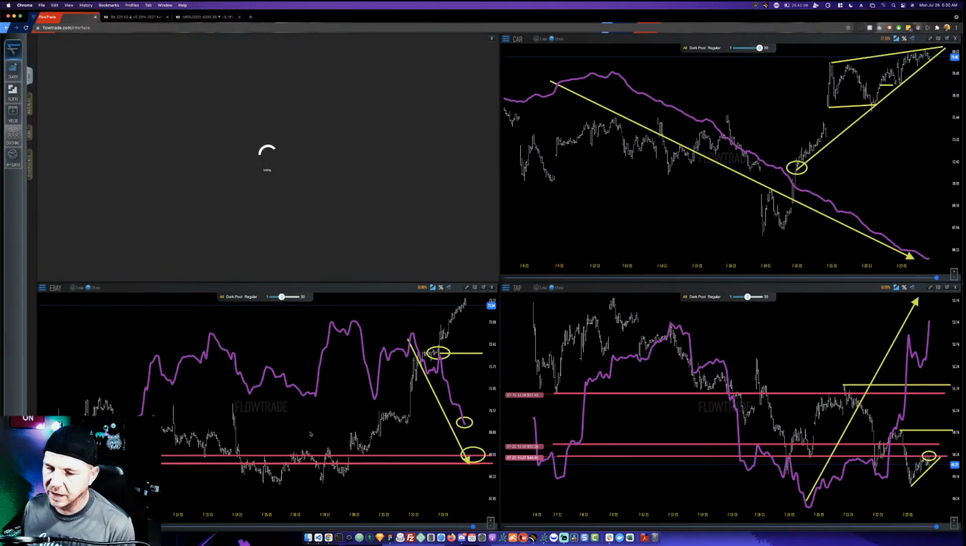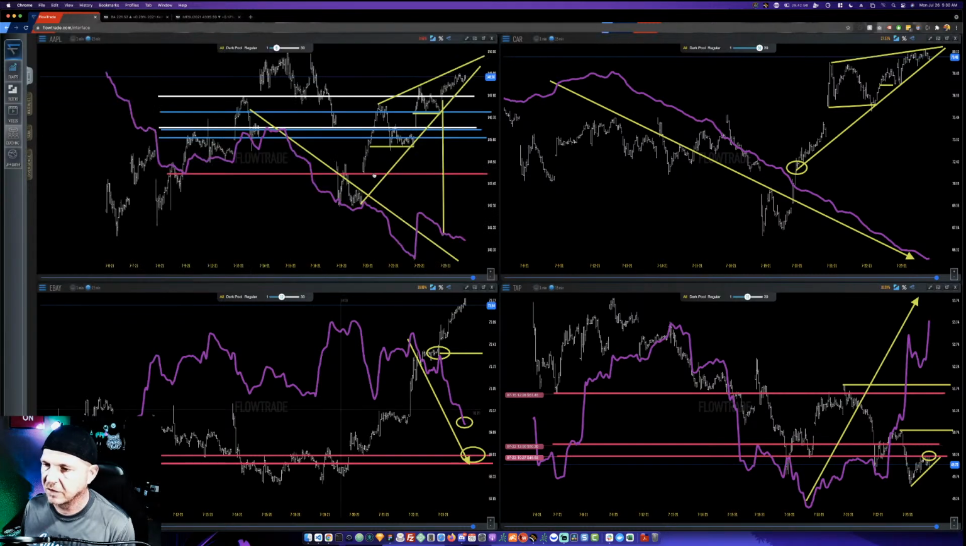If you see me draw red horizontal lines, those are regular block trades. Blue are dark pool block trades. If I draw a white horizontal line, that is when there's a dark pool and a regular block trade so close to each other that I can't separate it out. Yellow I'll use for directional stuff, and the purple line that you see will be the regular algorithm.